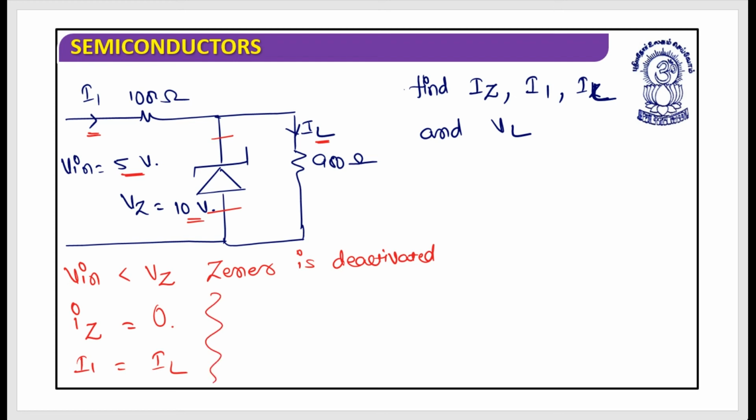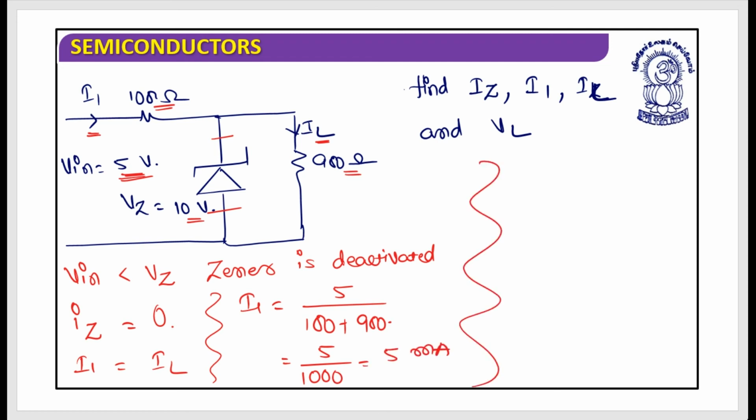Now how to find out this I1? To find I1, the voltage is 5 volt, divided by the total resistance. This resistance is 100 ohm, this resistance is 900 ohm. So this equals 5 divided by (100 plus 900), which is 5 divided by 1000, which stands to 5 milliampere. I hope this is clear. So whether you want I1 or IL, it is the same: I1 equals IL, which equals 5 milliampere.